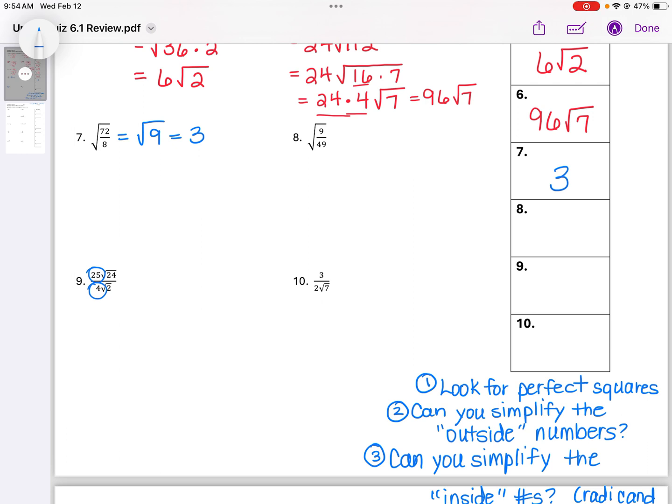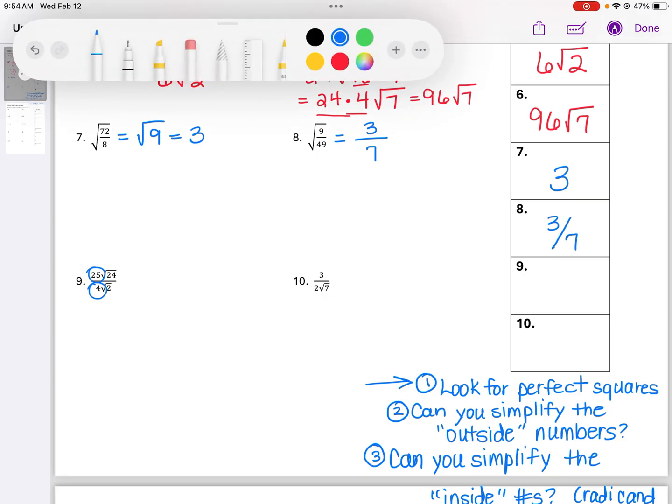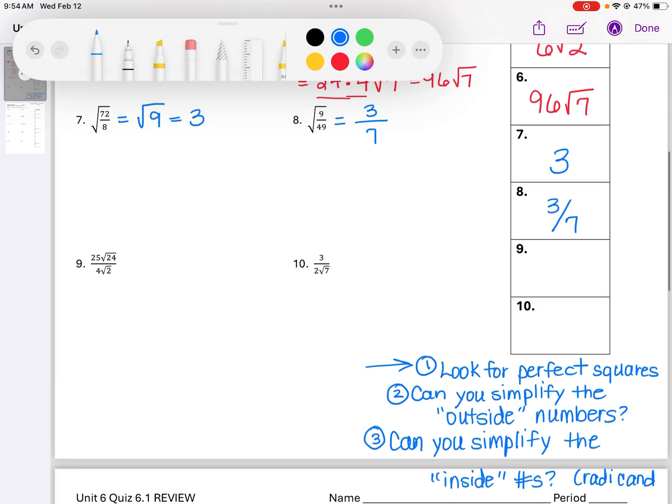Number 8. Let's go to number 8. It says look for perfect squares. And I see perfect squares. So I can just take the square root of the top. The square root of 9 is 3. And the square root of 49 is 7. And that's all you have to do. You're done with that problem. So 3 over 7. Once you take the square root, the radical's gone.